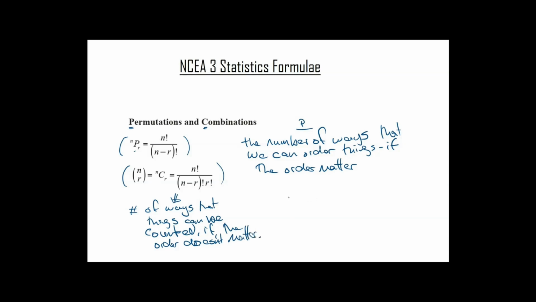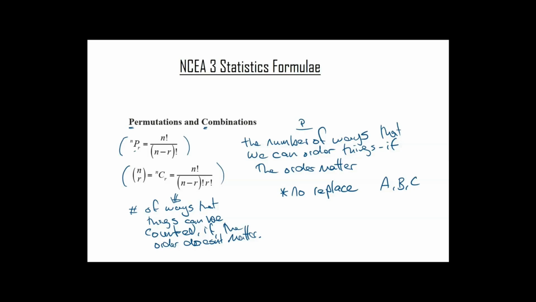And both of these have a little asterisk, and that asterisk means that there is no replacement. So once we put something in order, we can't use it again. So if we have the three letters, say A, B, and C, how many ways can we put those three letters together? We can't say A and then A again and then B. We can only use A once and only once.